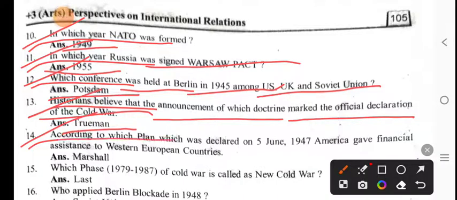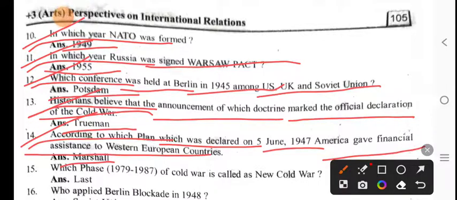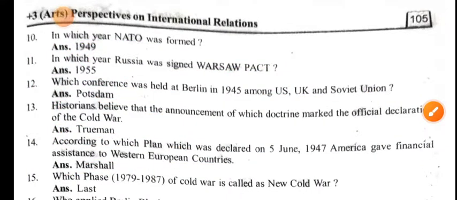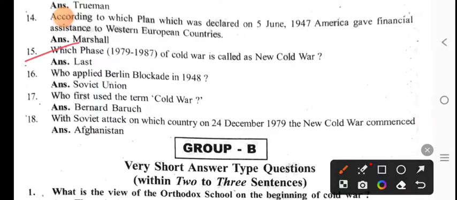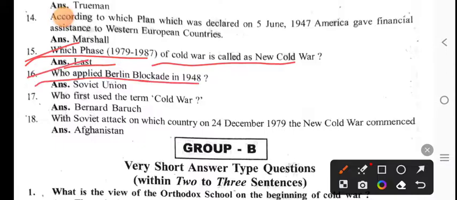According to the Marshall Plan, declared on 5 June 1947, America gave financial assistance to Western European countries. The last phase, 1979-1987, of the Cold War is called the New Cold War. The Soviet Union applied the Berlin blockade in 1948.